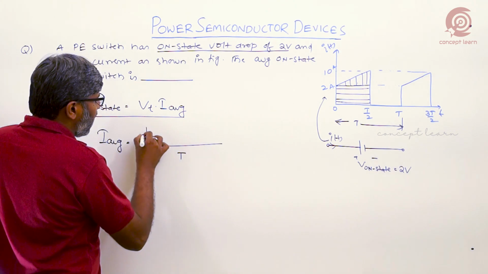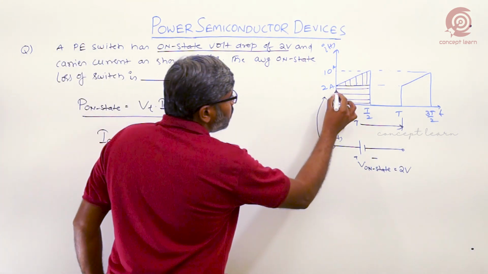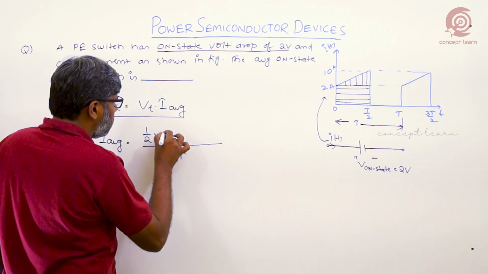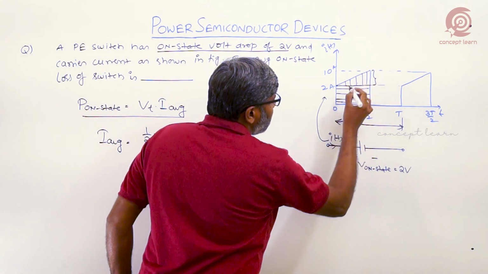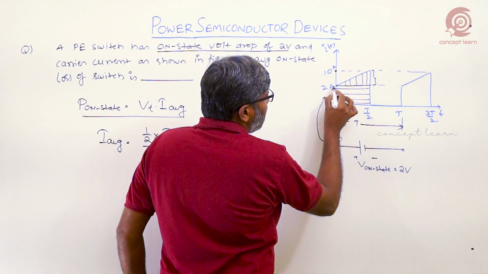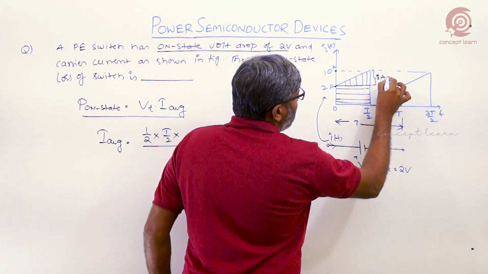So what is the area of the triangle? Half into base, which is T by 2, into the height. This is the height: 10 minus 2, which is 8 amperes.